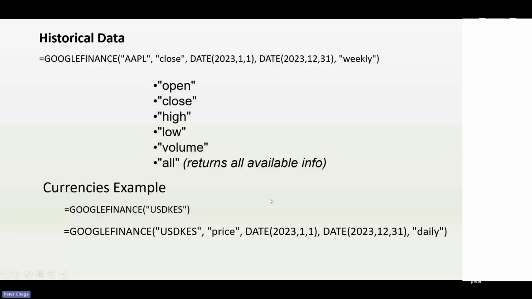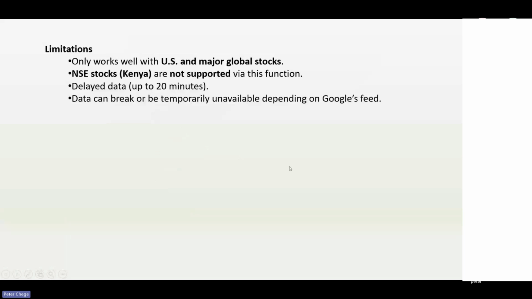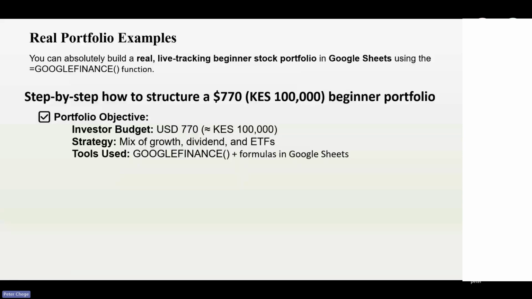So you have seen currency, and we come to limitations. It only works with the US and major global stocks. Unfortunately, Kenya stocks, because the NSE has withheld that data, and there is a delay of 20 minutes, which you don't need to worry about, because this is helping you make decisions. If data breaks, you only need to refresh. So let's go to the last slide, creating a real portfolio example using that spreadsheet.